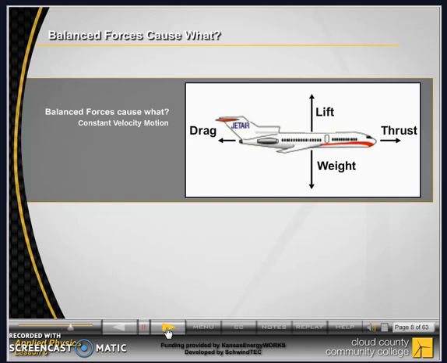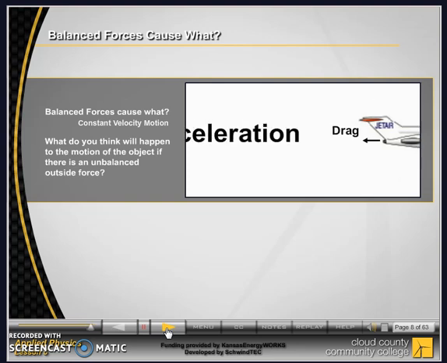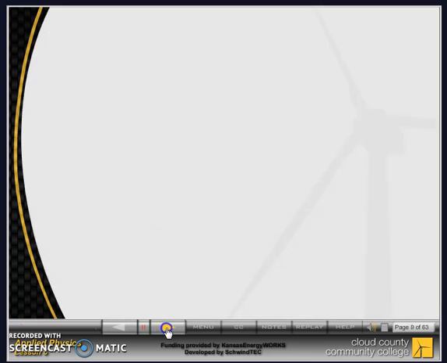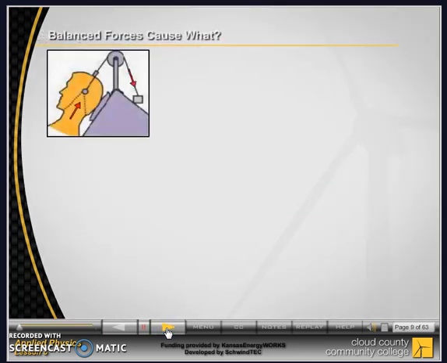The statement of this law raises a question. What do you think will happen to the motion of the object if there is an unbalanced outside force? Answer: the object will accelerate. Again, balanced forces cause what? Balanced forces cause an inertial state of motion called constant velocity.